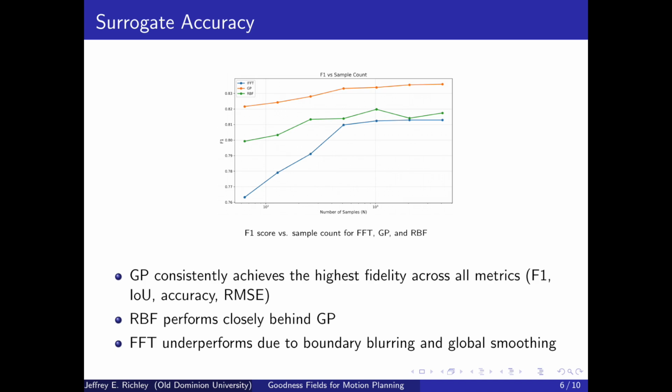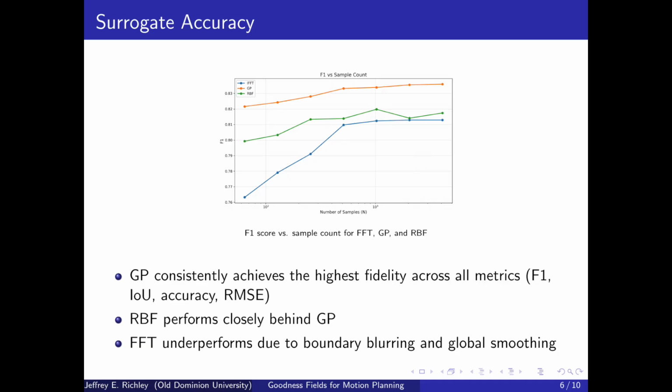While it benefits from additional data, its improvement is more gradual, indicating that it smooths over fine boundary details even as sampling density increases. The FFT-based surrogate shows the weakest learning behavior because it enforces global smoothness. Adding more samples yields diminishing returns, and the model struggles to sharpen the boundary regardless of data volume.